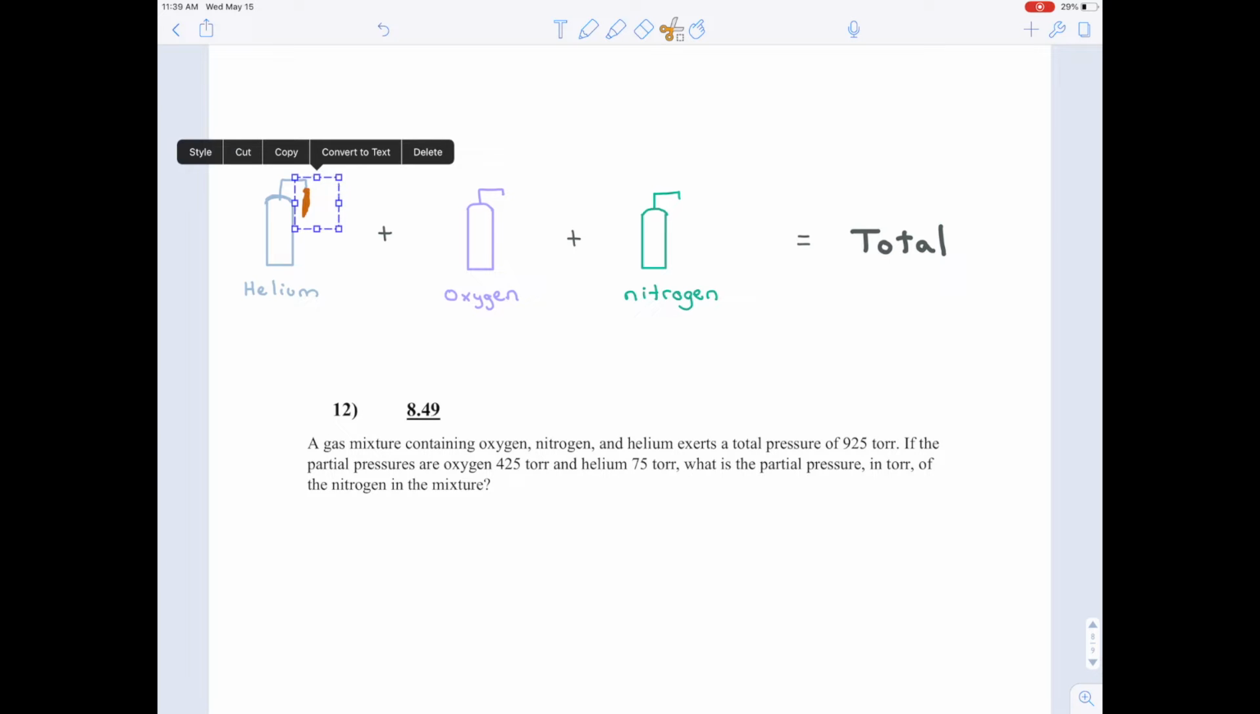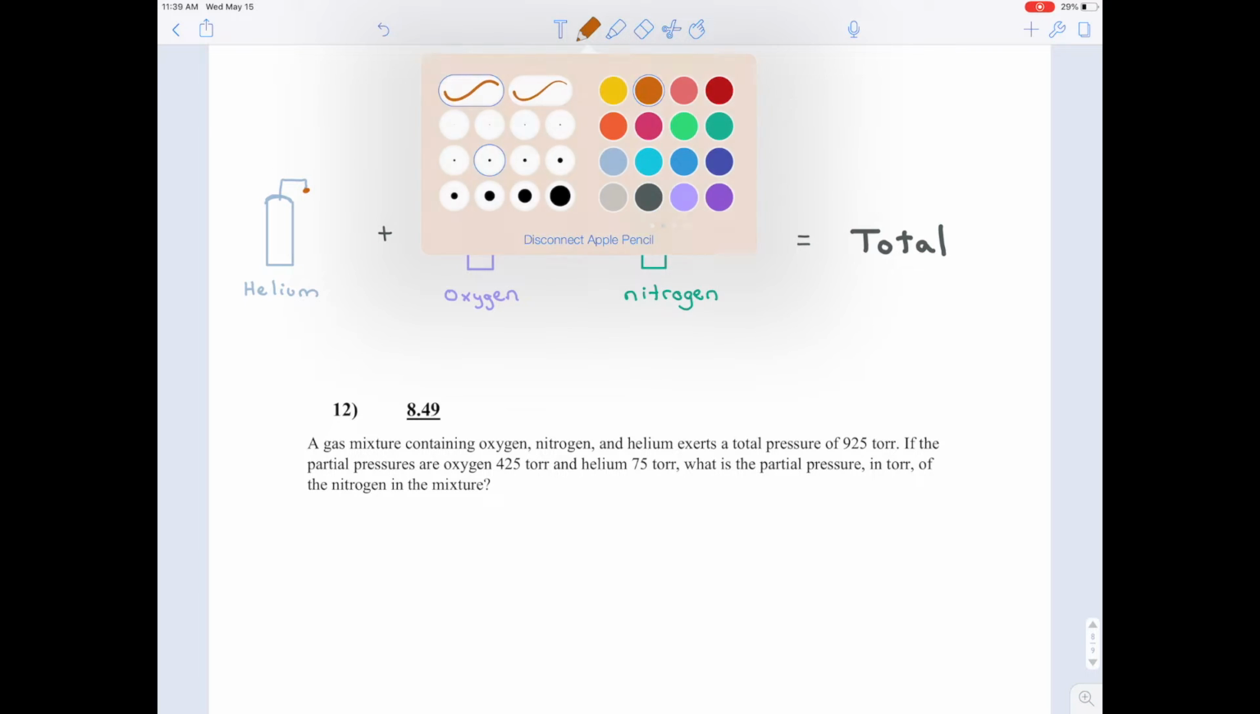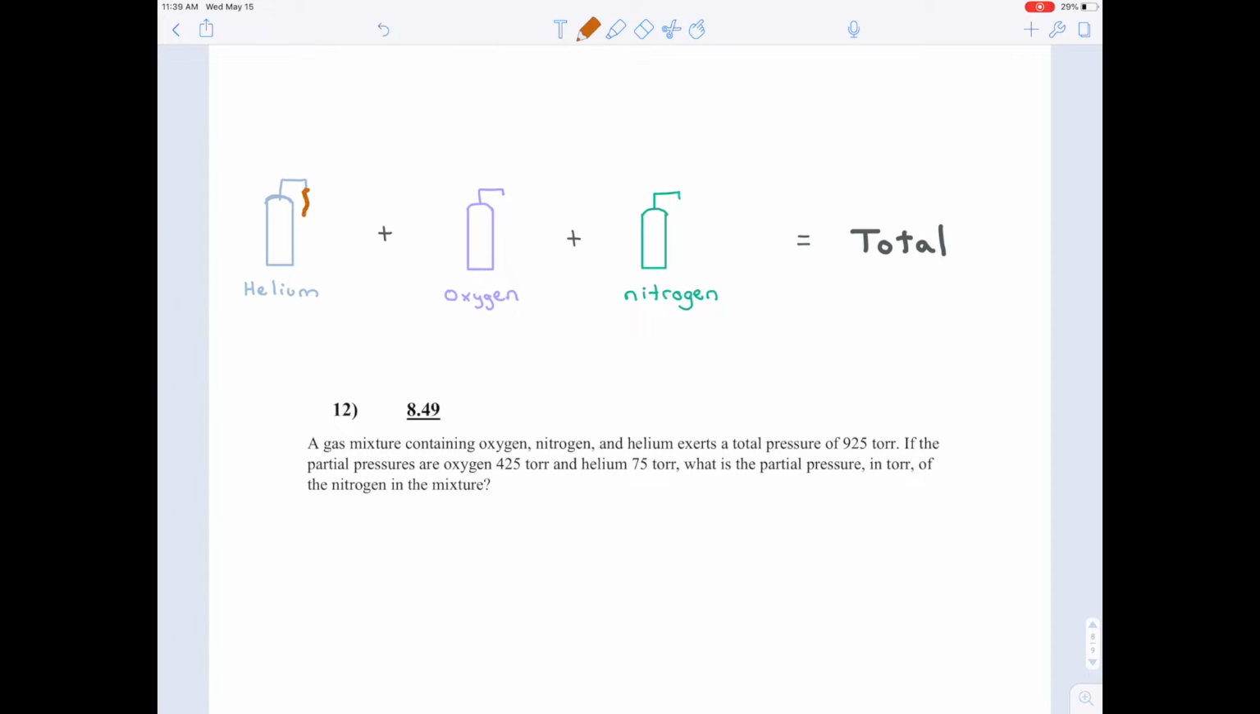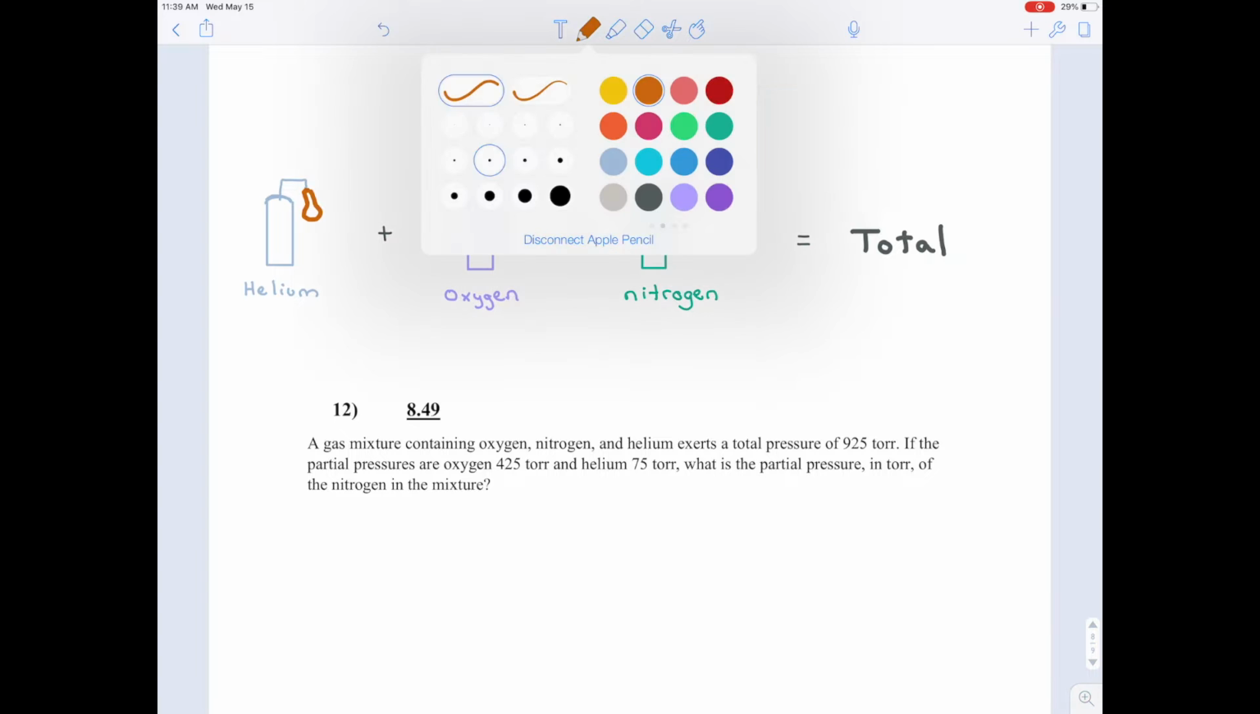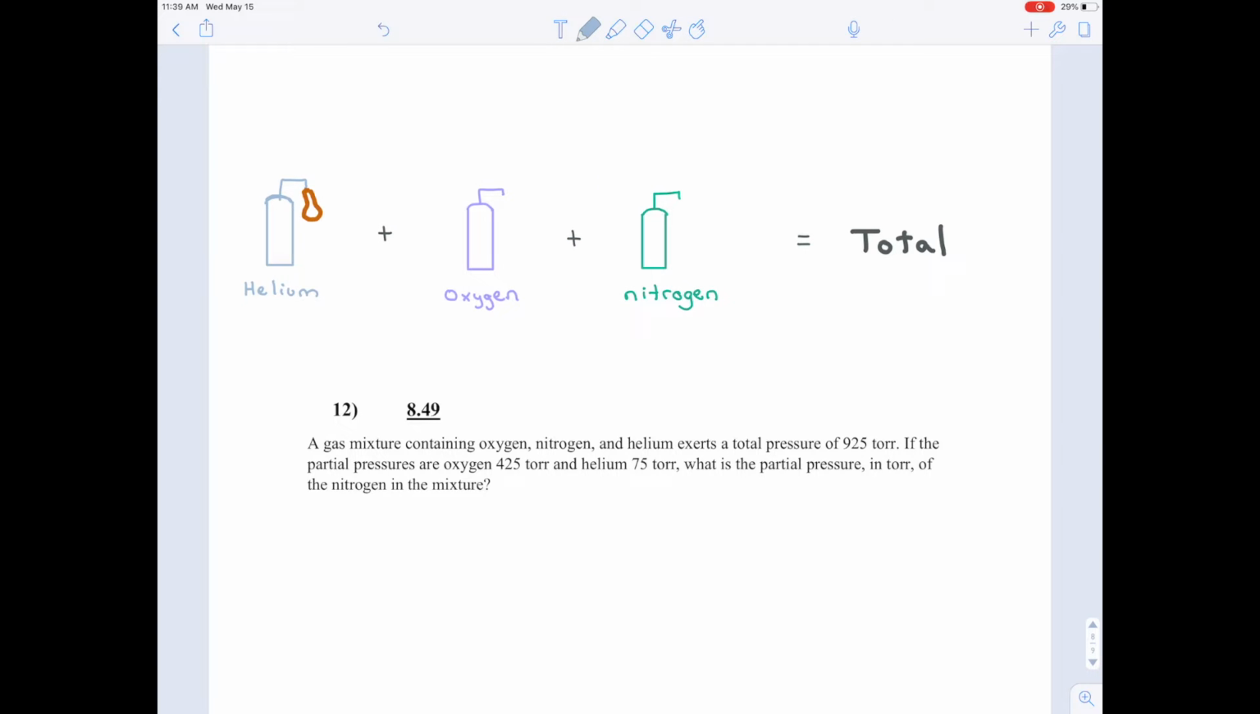I'm just going to take this balloon and connect it to an air tank that contains helium. And then you turn on the air tank, and the balloon blows up. So now there's a certain pressure inside the balloon that makes it blow up. Let's say that it is, for example, 75 torr. That's the pressure inside the balloon.